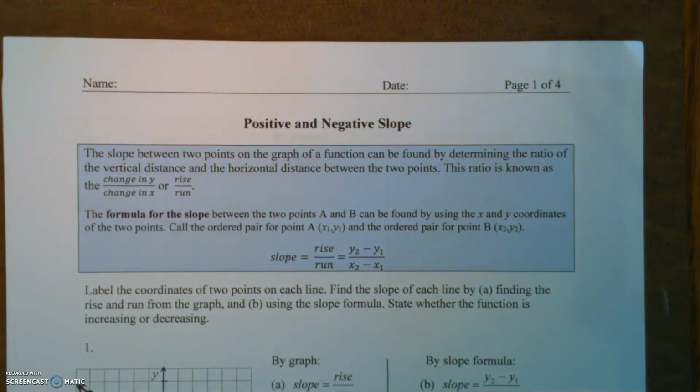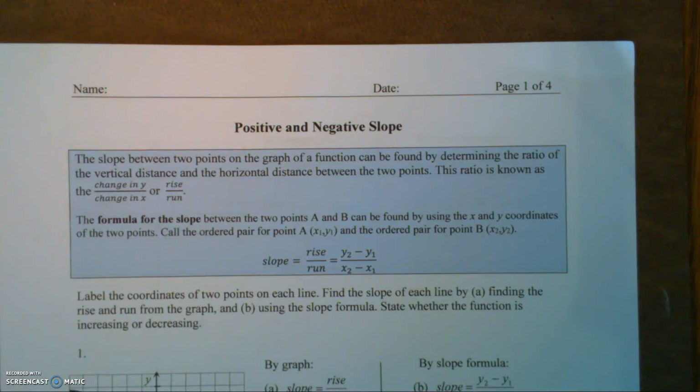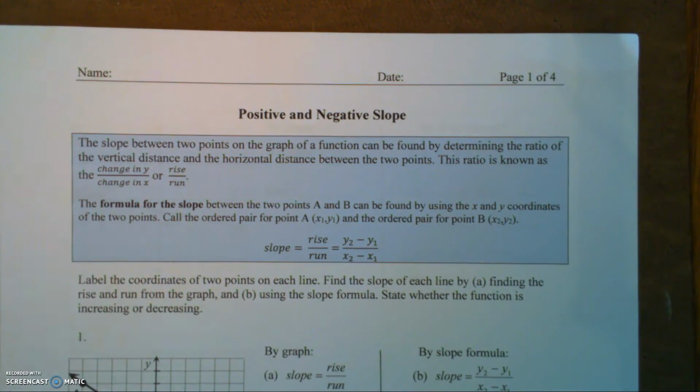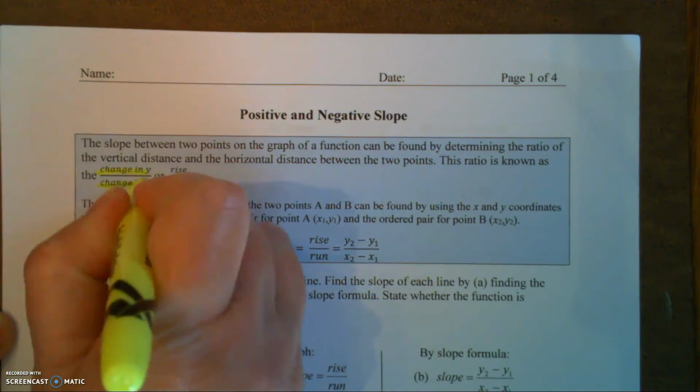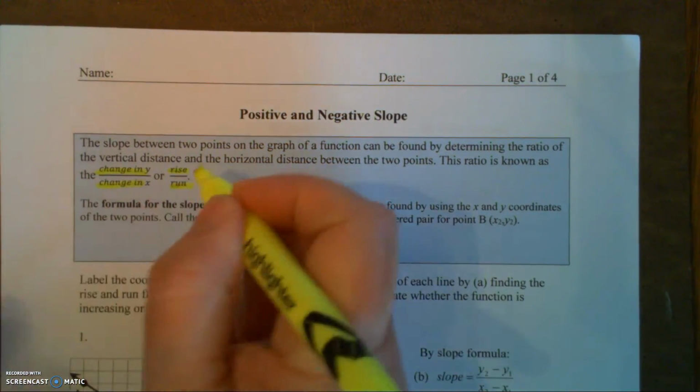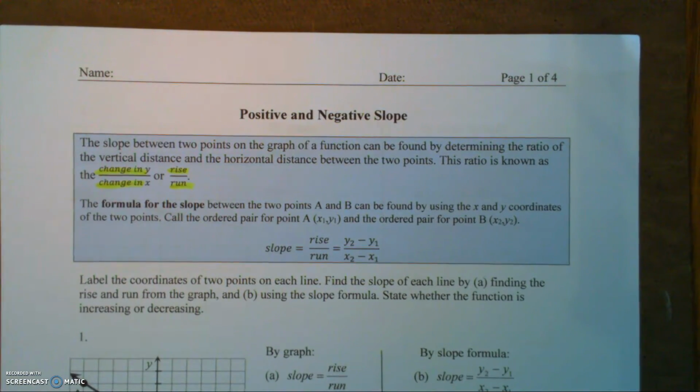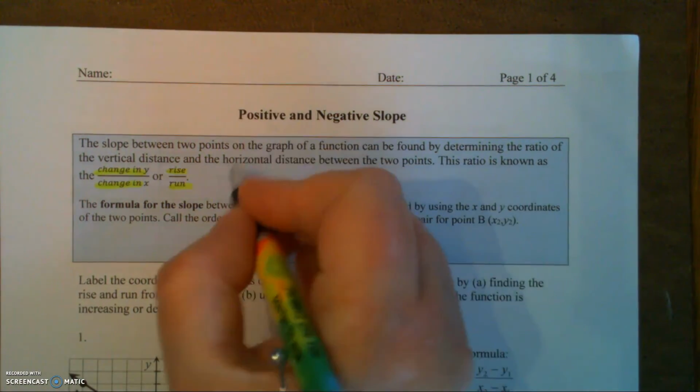This is an instructional video on the positive and negative slope. The slope between 2 points on the graph of a function can be found by determining the ratio of the vertical distance and the horizontal distance between the 2 points. And what they're just talking about is the change in y over the change in x, or simply called rise over run.